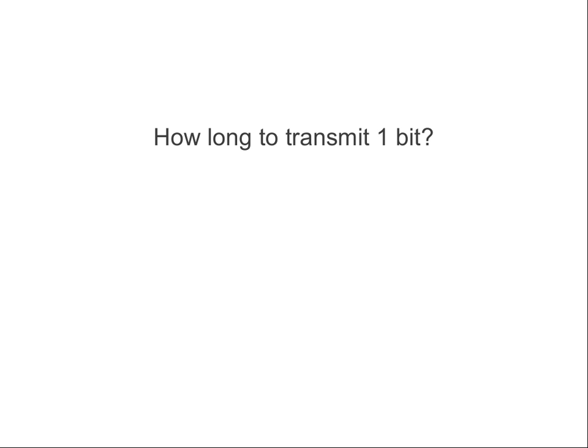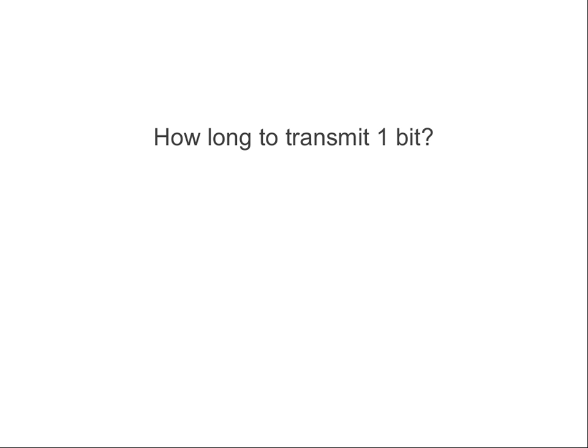Two microseconds. Simply 1 divided by 500,000 is 2 by 10 to the minus 6, which is 2 microseconds. That's a u or mu here. That's the time it takes to transmit 1 bit.